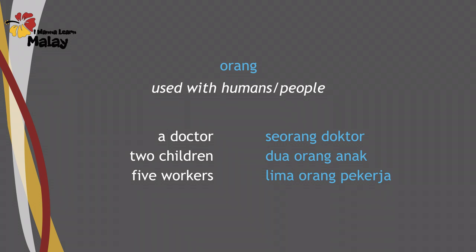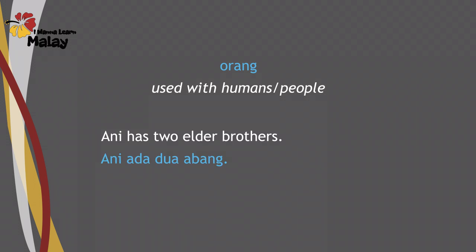So if you want to say Ani has 2 elder brothers, you can say Ani ada dua abang, or Ani ada dua orang abang. So the addition of the penjodoh bilangan makes the sentence more proper in a way. So that's on human beings or people.